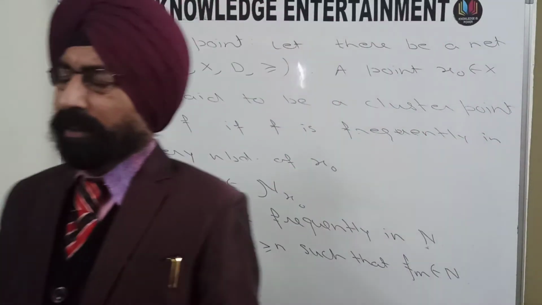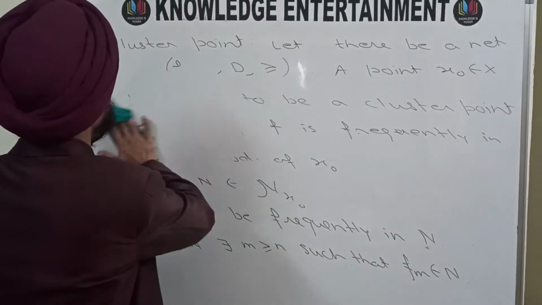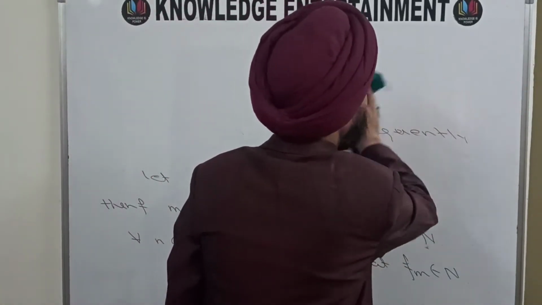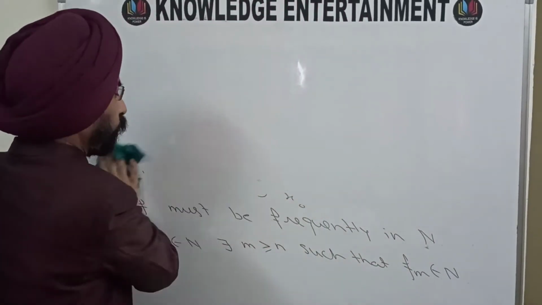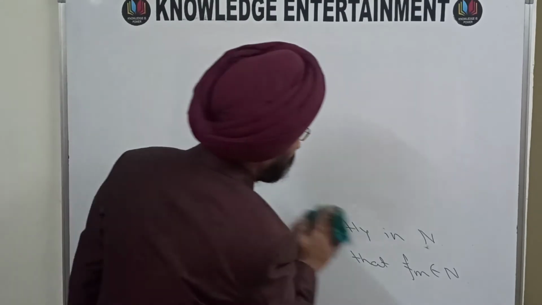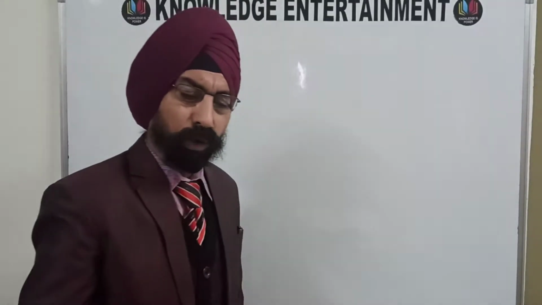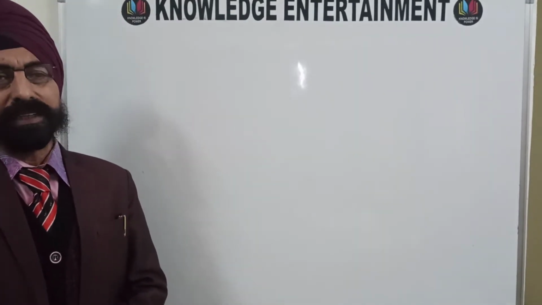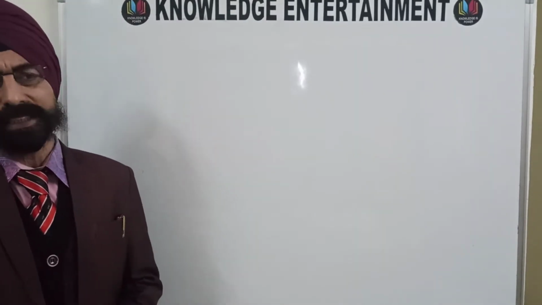Now, let us move ahead. How many cluster points a net can have? So a net can have no cluster point. It can have a finite number of cluster points, and even it can have an infinite number of cluster points. So we'll give all types of examples.